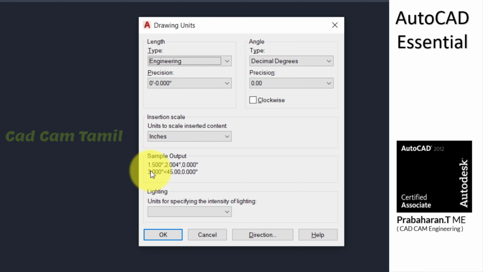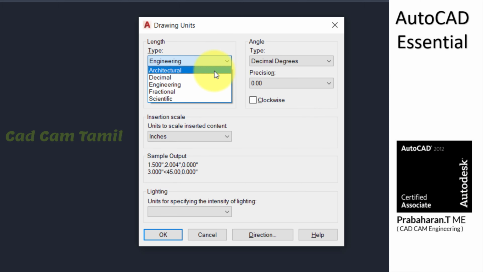Engineering is what? See the sample output 1.5 inches. A double quote over the number means inches. A single quote over the number means feet. So it is feet and inches in terms of 1.5. The fraction will be represented by the numbers. The same fraction will be represented in a fractional format. It is called architectural.